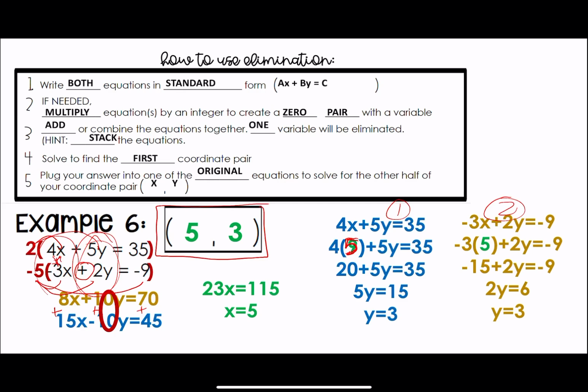So think about it. When they're both in standard form, it's a whole lot easier to use elimination than when we were working with substitution, because that's gross. All right, so both in standard form, use elimination.